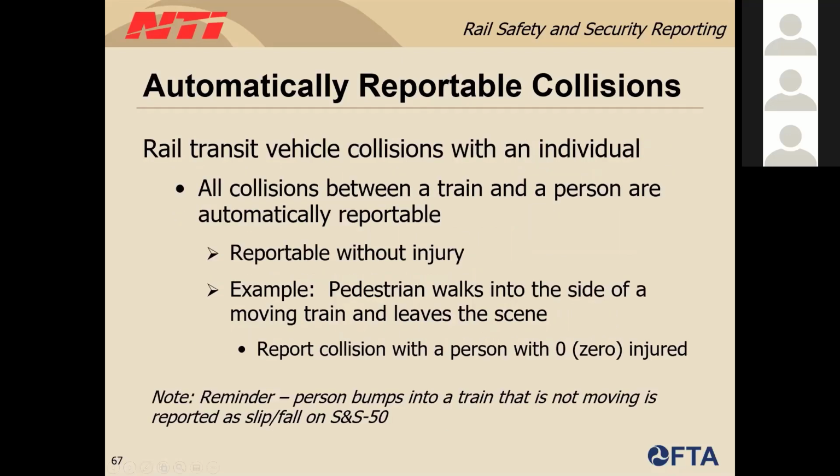A collision between a rail transit vehicle and a person is automatically reportable regardless of injury or fatality. For example, if a pedestrian walks into the side of a moving train and is not injured, you report the collision with the person but do not include an injury form. As a reminder, if a person bumps into a train that is not moving and is injured and transported from the scene, it is reported as a slip or trip or fall on the SNS 50.